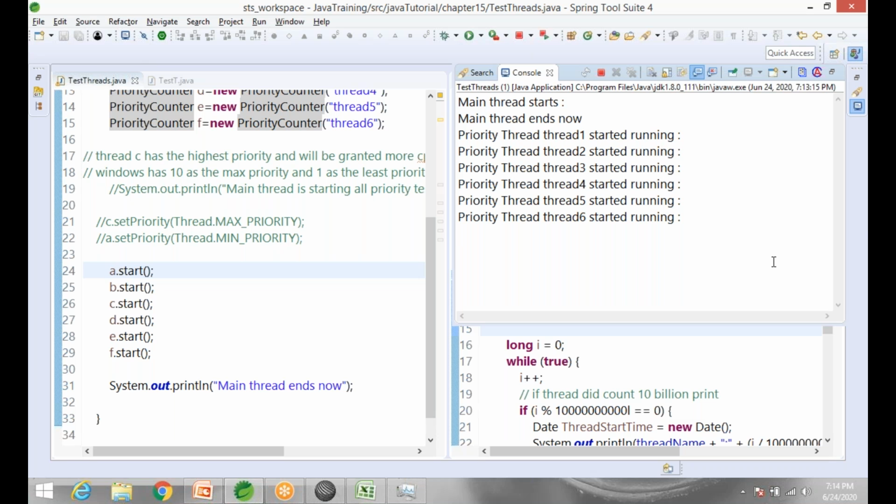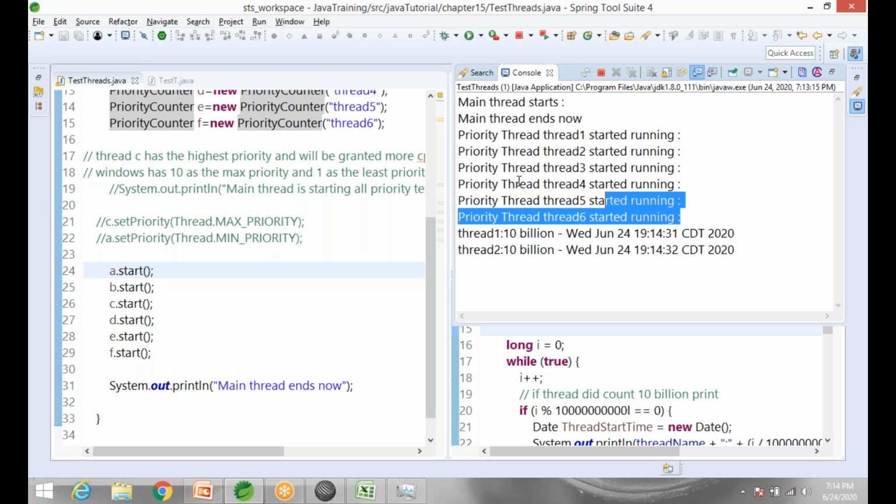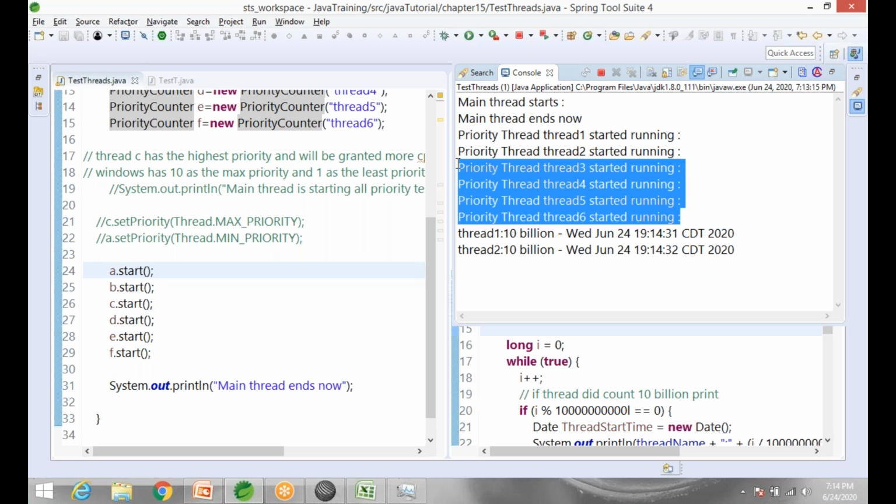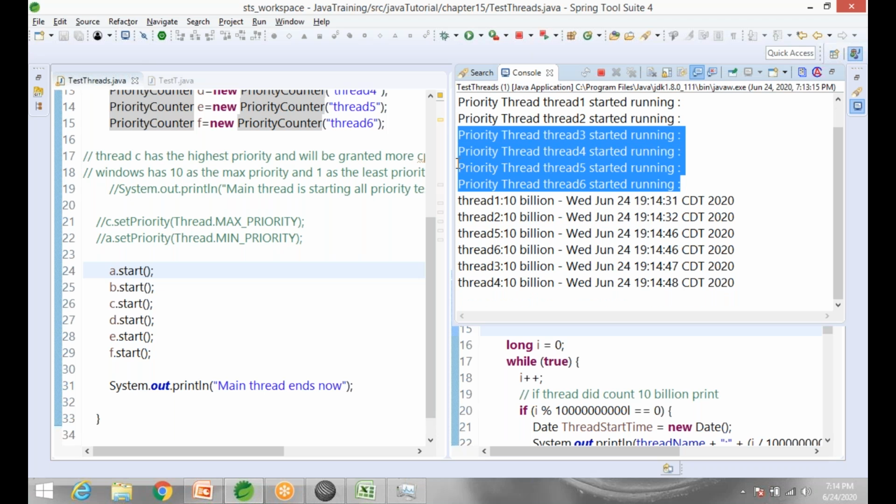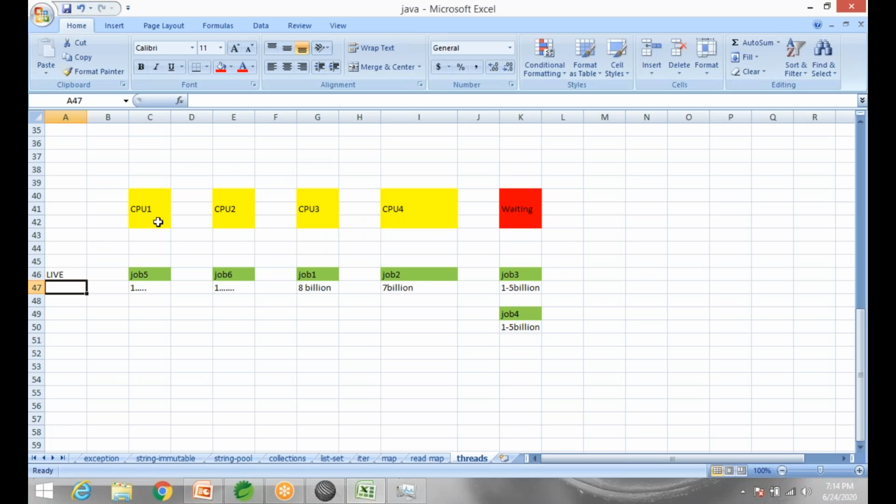Remember, this is randomly picked. Okay, thread 1 and 2 are the lucky ones, but still not at the exact same time. 3, 4, 5, 6, not very lucky. Okay, and this is randomly happening.